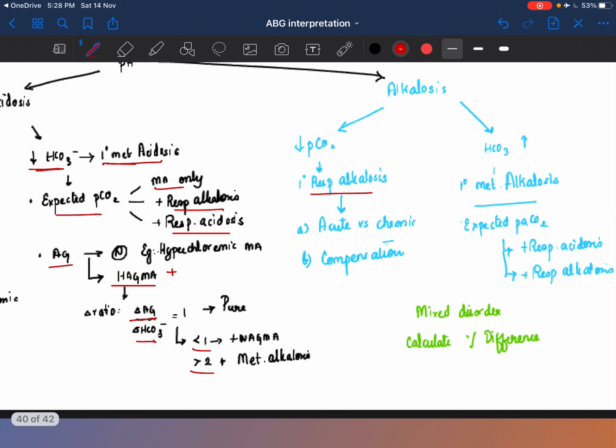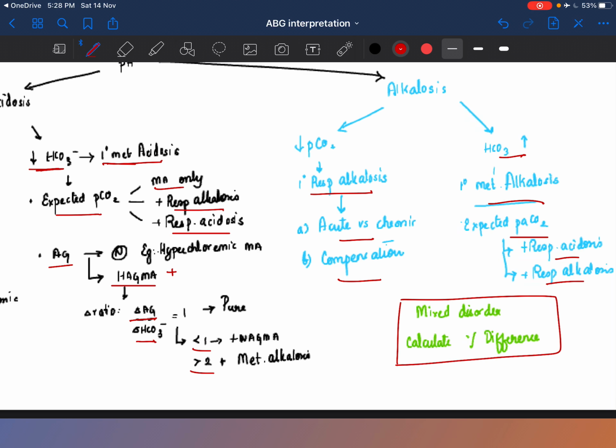Alkalosis: if it is respiratory alkalosis, similar to your respiratory acidosis, check acute or chronic, and compensation. If the bicarbonate is more, then it is metabolic alkalosis. You will calculate your expected PaCO2 change, then see if there is additional respiratory acidosis or alkalosis. If it is a mixed disorder and you want to know which is dominant, then calculate the difference.